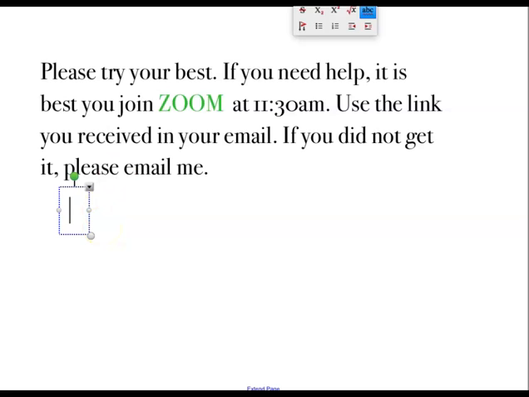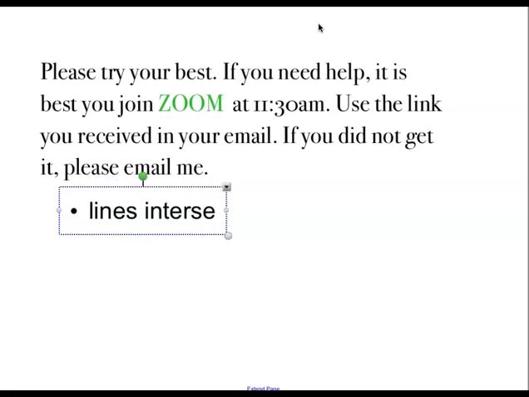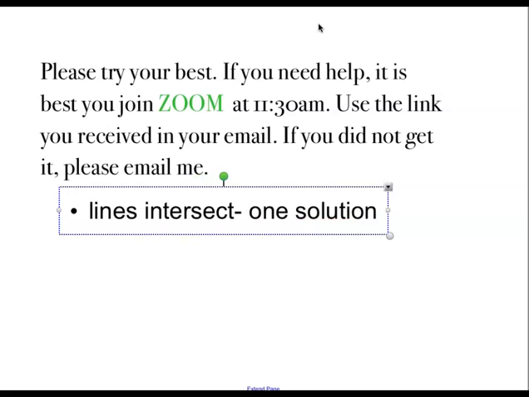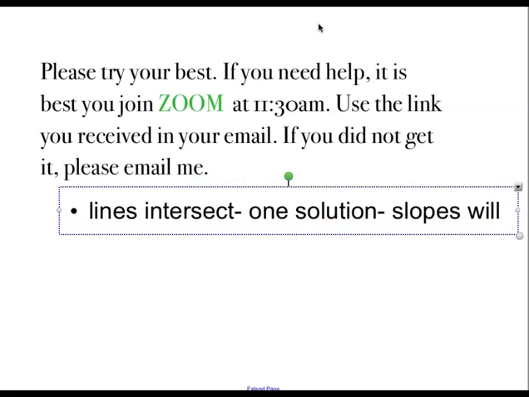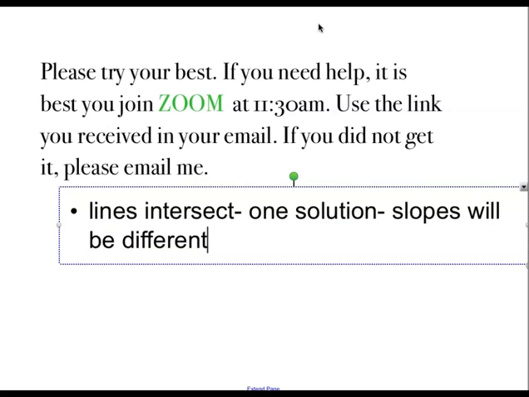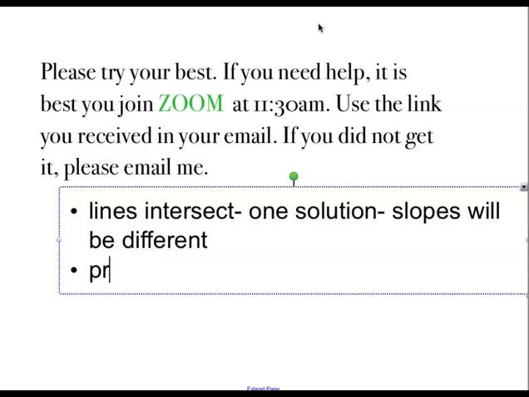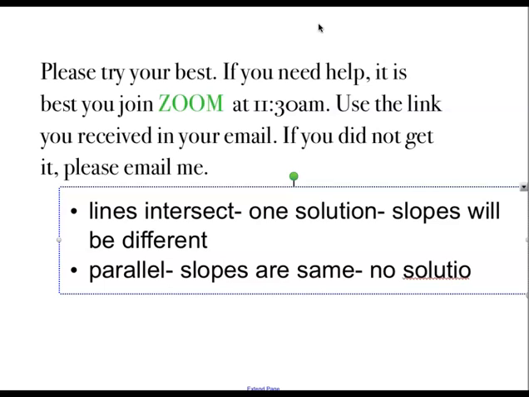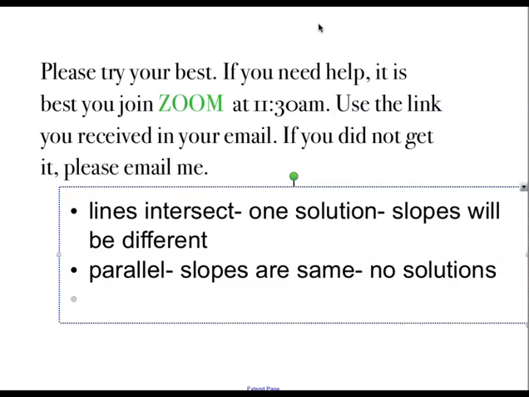A few pointers to remember: if the lines intersect, it's one solution. The slopes will be different. If they are parallel, the slopes are the same. There is no solution. Parallel lines never meet. Okay, and the last thing, obviously, if they are the same line, there's infinitely many solutions.